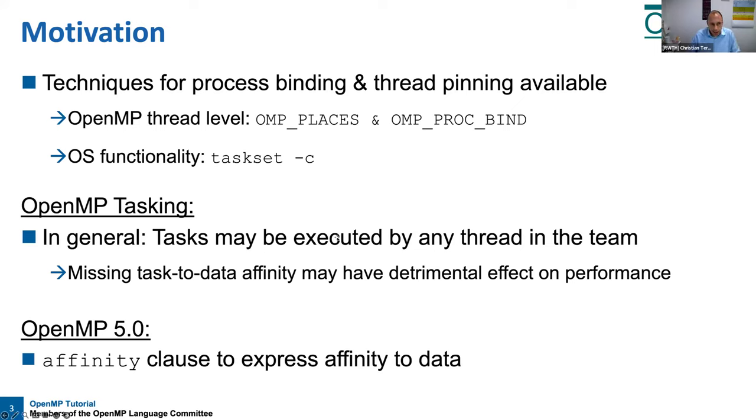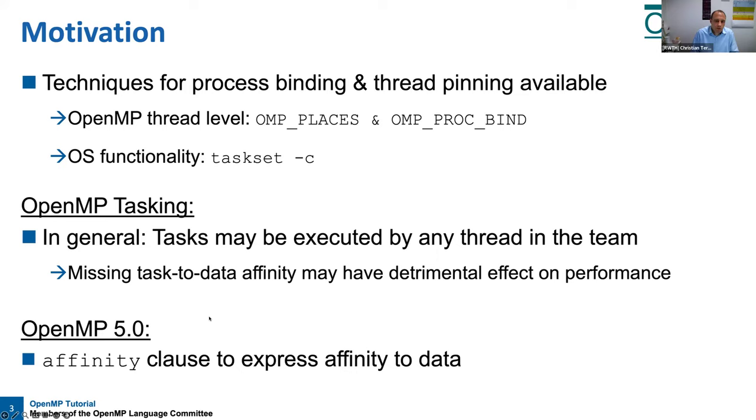Now remember tasking. Tasks may in general be executed by any thread in the team, which is good because we argued about load balancing. So threads sitting on a core and being idle will take a look at what we introduced as a task pool and then steal tasks that are ready for execution and hence contribute to the progress of the program. However, if we have multiple threads and multiple tasks available, there are better and worse stealing, or let's say mapping, decisions. And this is what we want to achieve here. We want to hint the runtime how to select tasks. And this is what the affinity clause provides, a hint here.